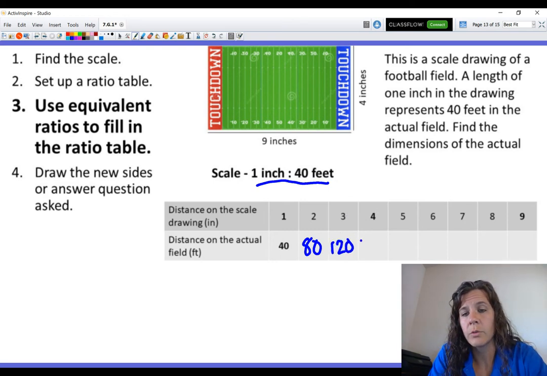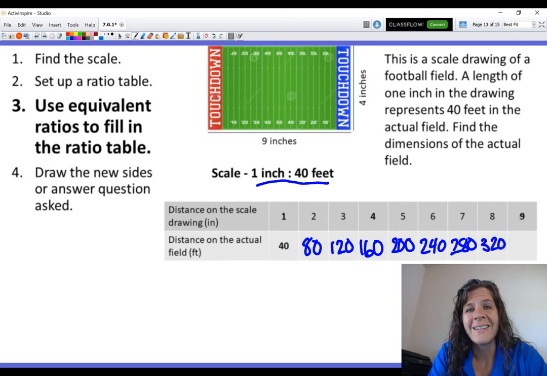4 inches would represent 160 feet. 5 inches would represent 200 feet. 6 inches would represent 240 feet. 7 inches would represent 280 feet. 8 inches would represent 320 feet. And 9 inches would represent 360 feet.